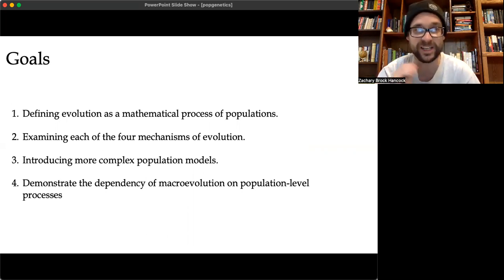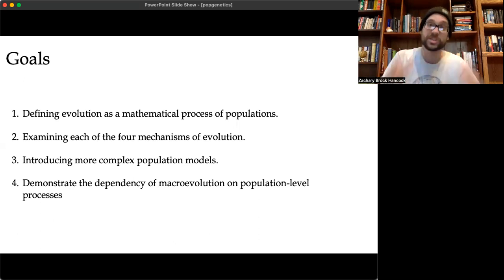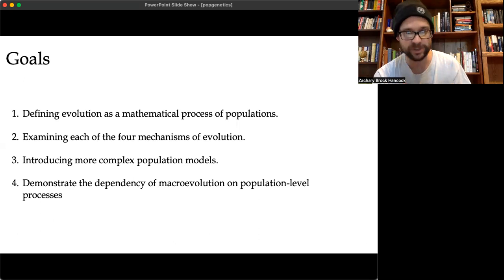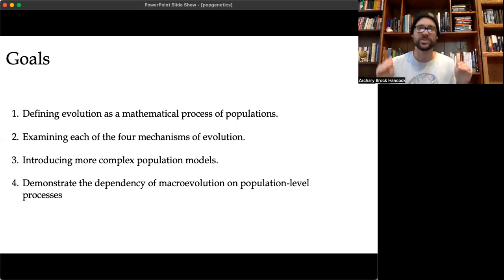Second, we're going to examine each of the four mechanisms of evolution in their mathematical context. Then we're going to introduce some more complex population models. We'll start off with very simple models, and then we'll build on those. And then finally, one of the things I'm really hoping to get across from this series is to demonstrate the dependency of macroevolutionary patterns on population level processes, right? So things happening at the individual population level will then echo across the tree of life. It leaves its signature on broad macroevolutionary patterns.